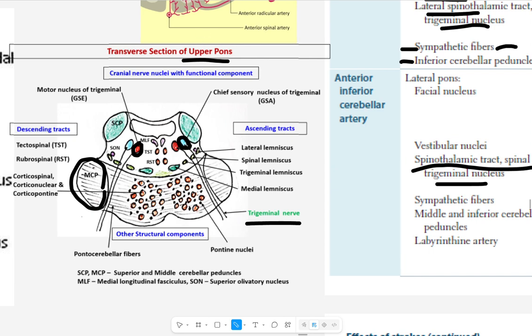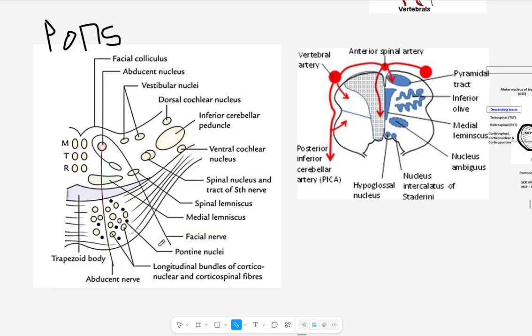Okay, so this is another picture I've taken out. Can you see the facial colliculus here? The facial colliculus is here. The facial nerve is here, right? Here, this is the facial nerve, and it's looping around the abducens nucleus, which creates this bump, and we call that bump the facial colliculus. So this is the nucleus of the facial nerve, which we were talking about.